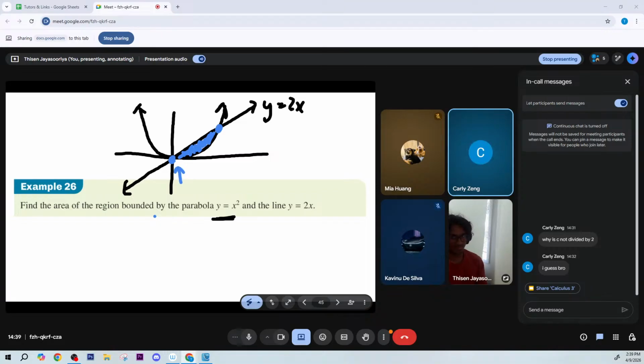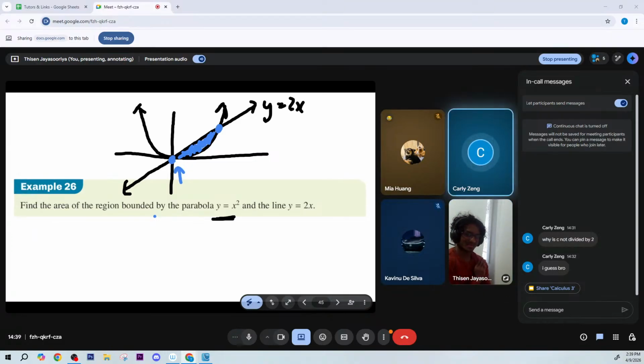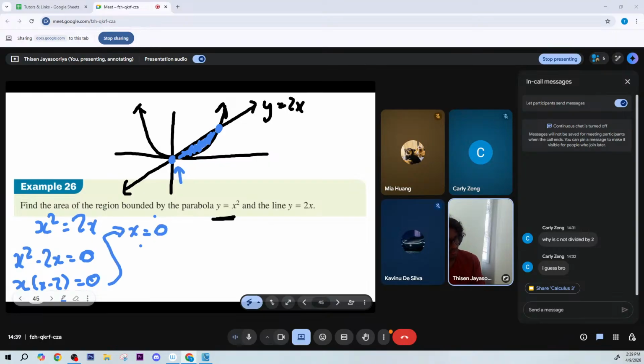Has it? What can we do by hand? Do you make them equal to each other? Yeah. So we have x squared equals 2x. If I solve this, I get x squared take 2x equals 0, which means x(x take away 2) equals 0. Hence, x is equal to 0 and 2. So here we found both of the boundaries, yeah?